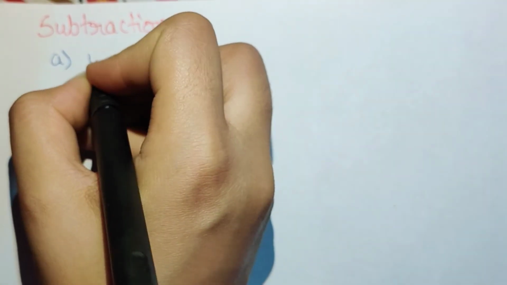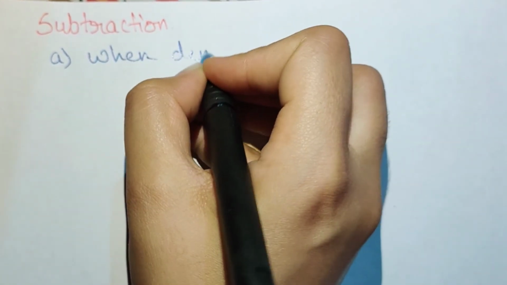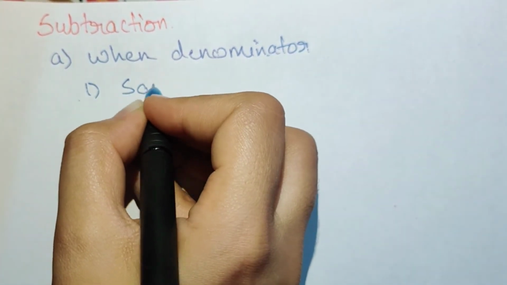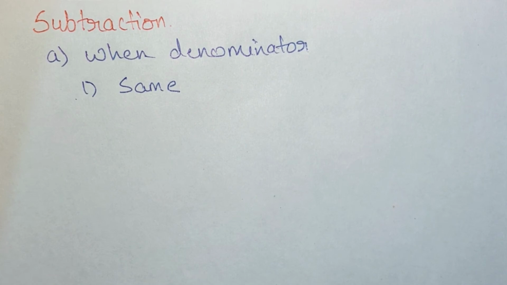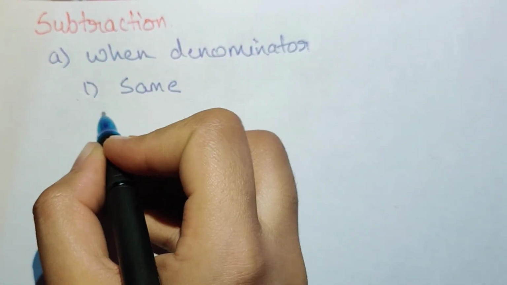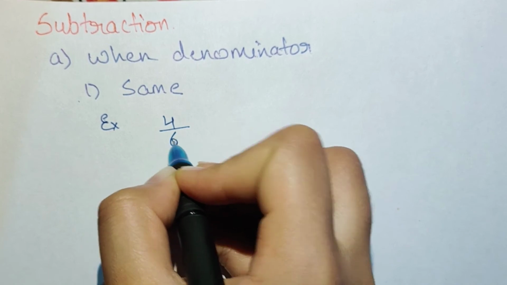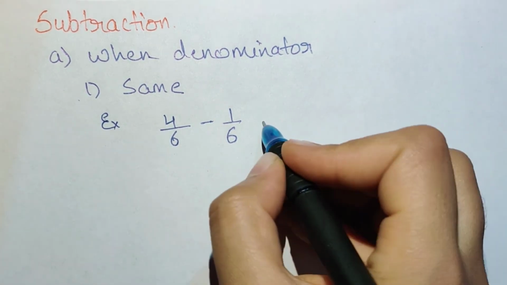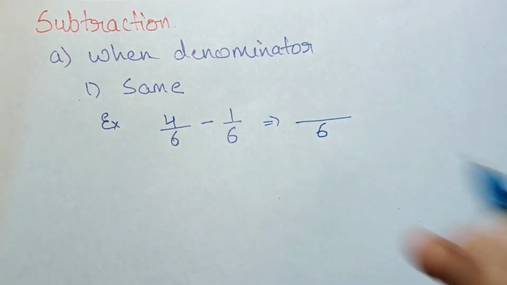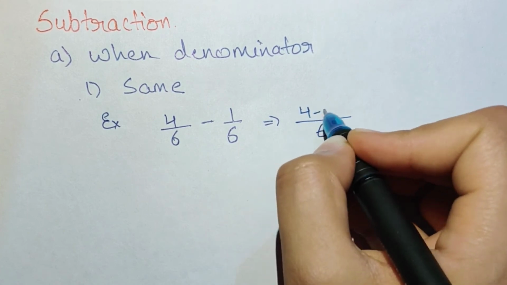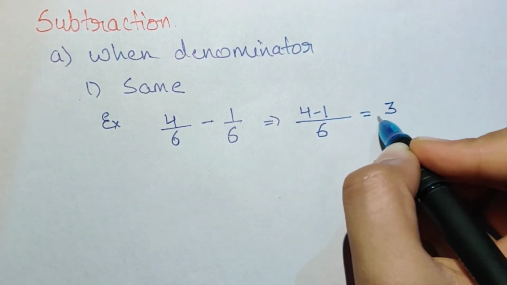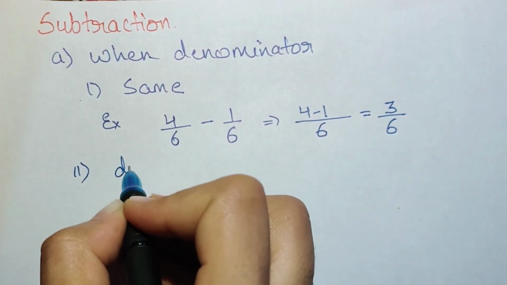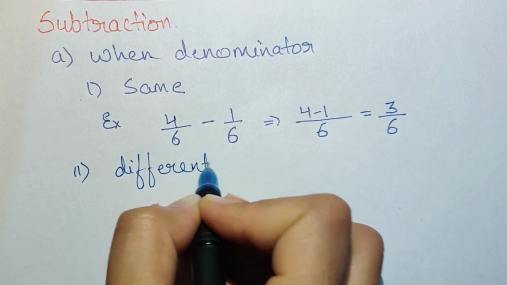Subtraction. In subtraction also we have two parts. First is when denominators are same. So let us take an example to understand it. So 4 upon 6 minus 1 upon 6. Here our denominators are same. So you simply write 6 as denominator. Then 4 minus 1. 4 minus 1 is 3. 3 by 6.